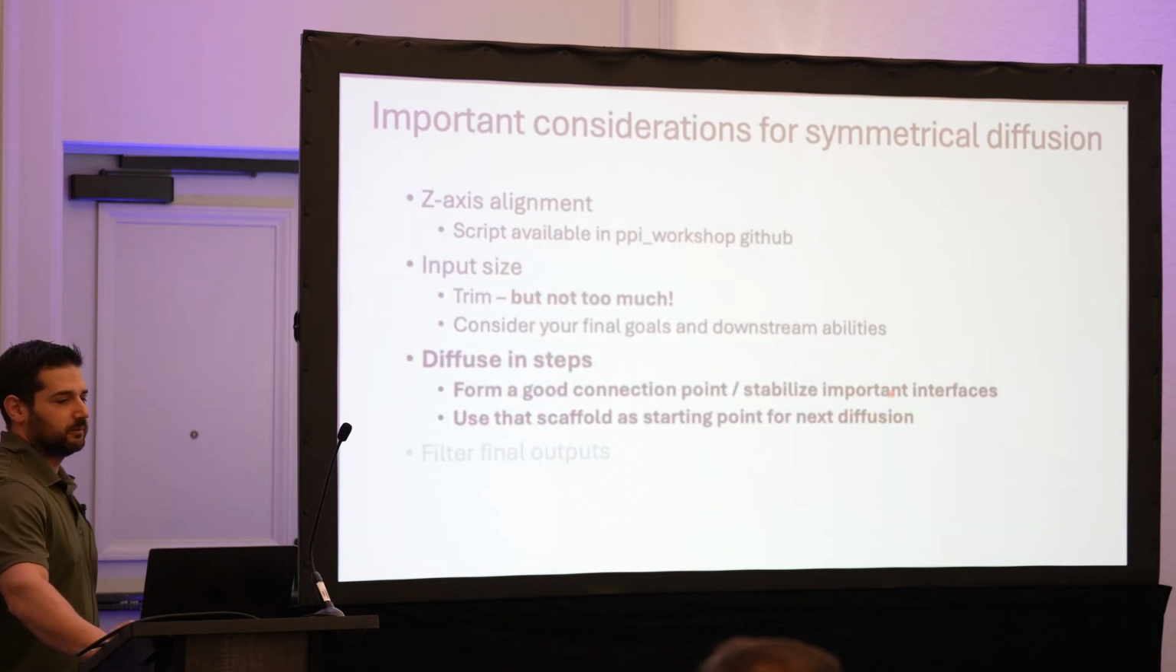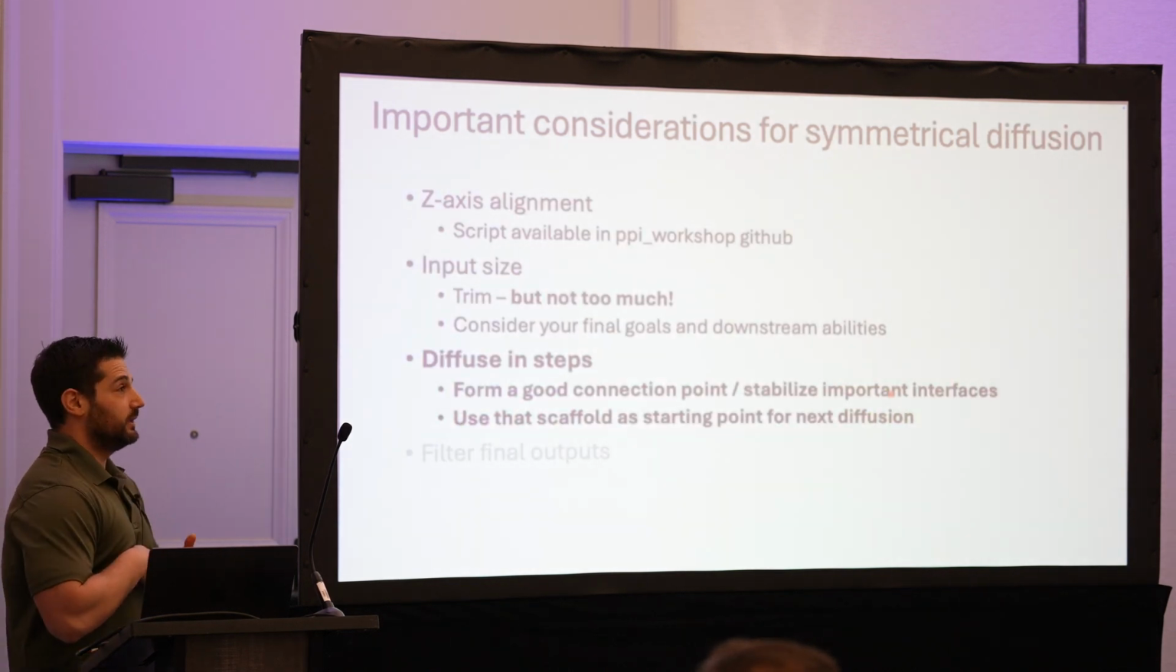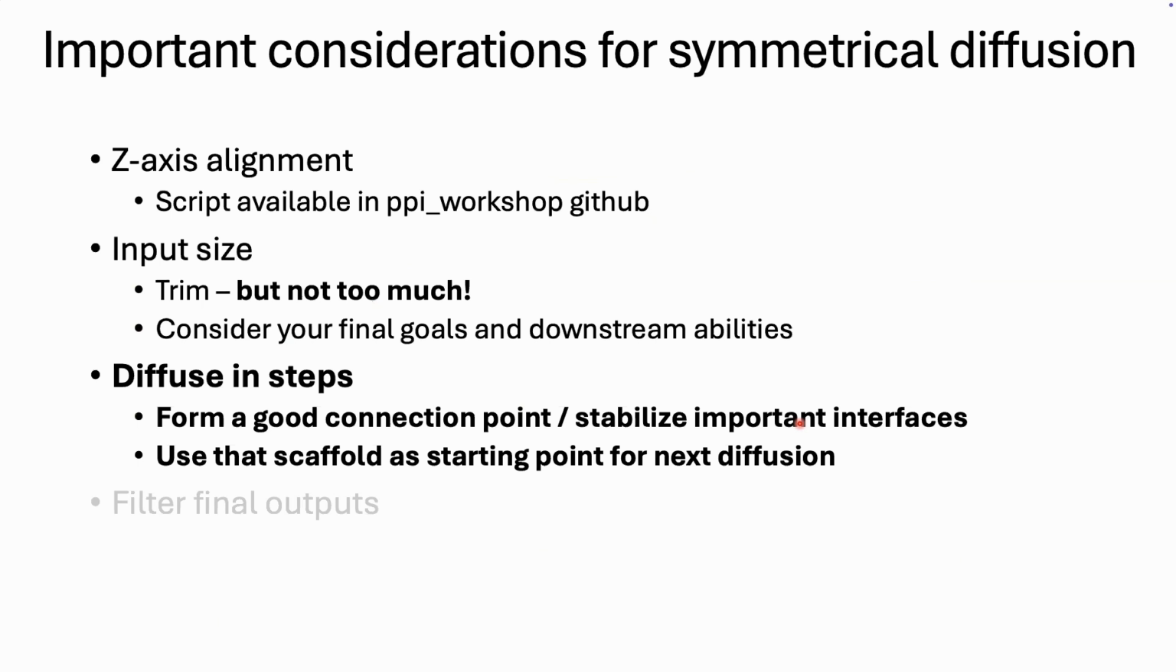Okay, so while it is important to trim, you want to make sure you don't trim too much, because diffusion will find those holes and then try to work backwards to fill what you cut away, even though it's not really gone. And then diffusing in steps allows you to form a good connection, and then from there go on to the next step.